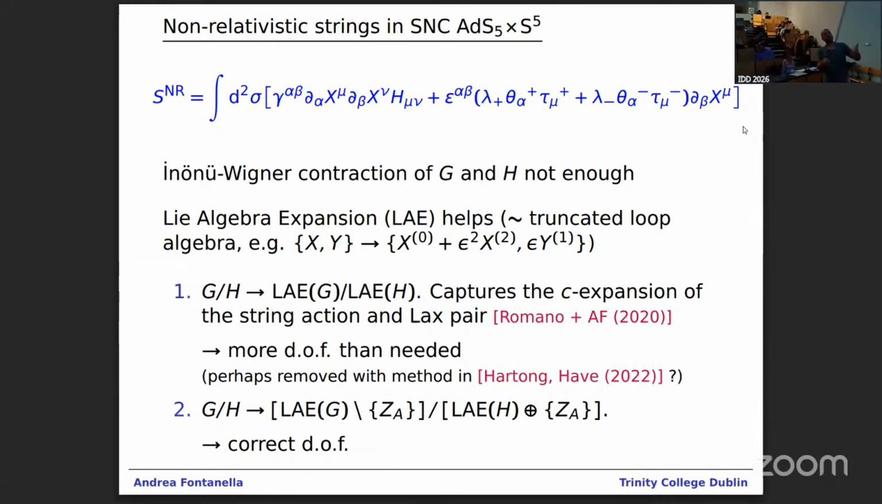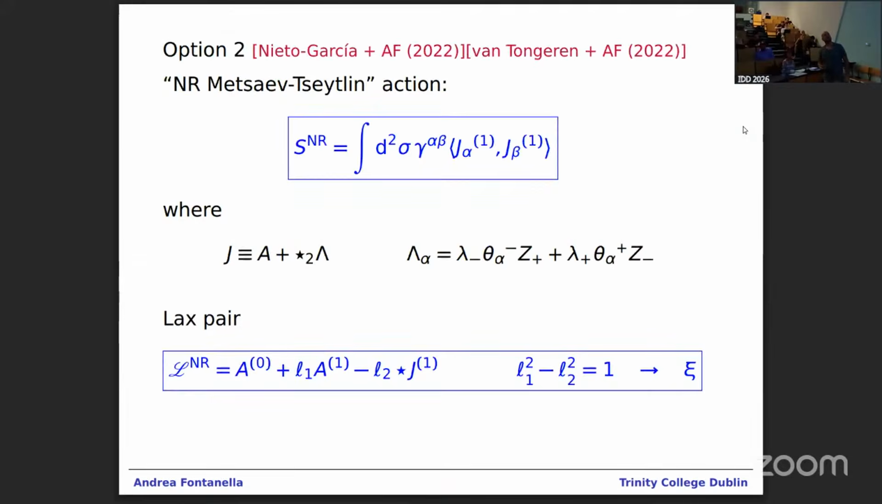The second possibility is that for G over H, you again take the Lie algebra expansion of numerator and denominator, but you take your extra degrees of freedom away from the numerator and put them in the denominator. Basically, you treat them as a gauge freedom rather than degrees of freedom. That gives you the correct counting of degrees of freedom, and it is fine to do that even algebraically, because this algebra with this extension has a name. It's called the string Bargmann algebra. So it is fine even algebraically to do such a procedure.